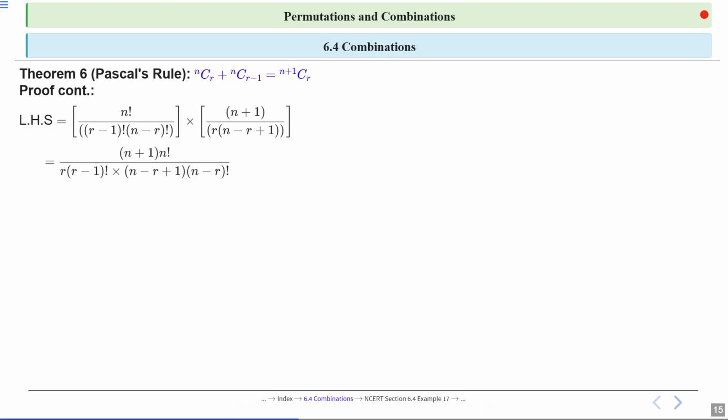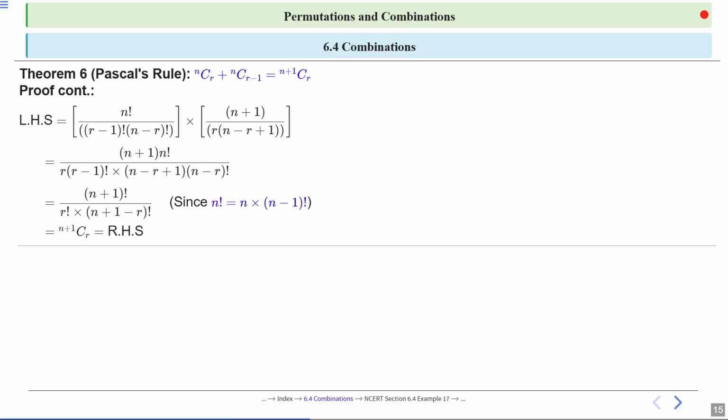This is equal to (n plus 1) times n factorial upon r times (r minus 1) factorial times (n minus r plus 1) times (n minus r) factorial. This is equal to (n plus 1) factorial upon r factorial times (n plus 1 minus r) factorial, since n plus 1 factorial is equal to (n plus 1) times n factorial. So this is equal to (n plus 1)Cr, and this is RHS. So LHS equals RHS. Hence proved.